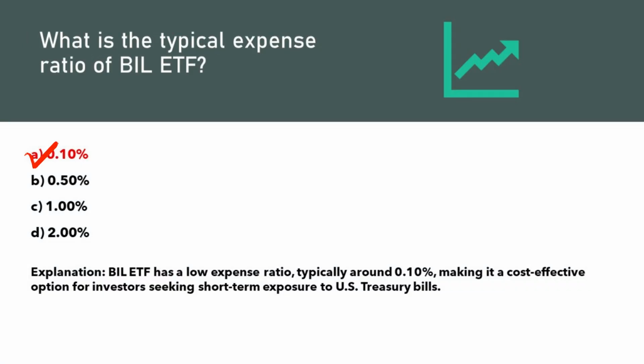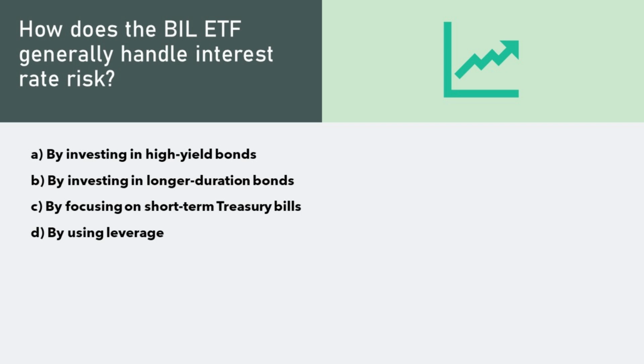Answer: A. 0.10%. Explanation: BIL ETF has a low expense ratio, typically around 0.1%, making it a cost-effective option for investors seeking short-term exposure to U.S. Treasury bills. How does the BIL ETF generally handle interest rate risk?